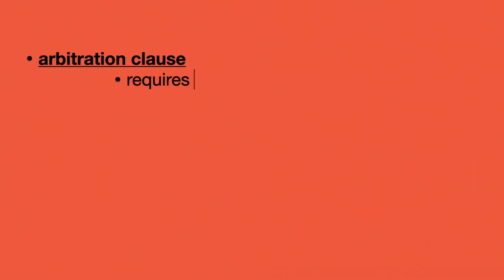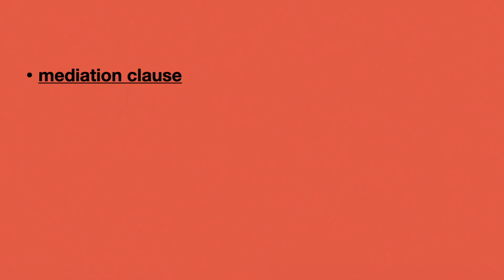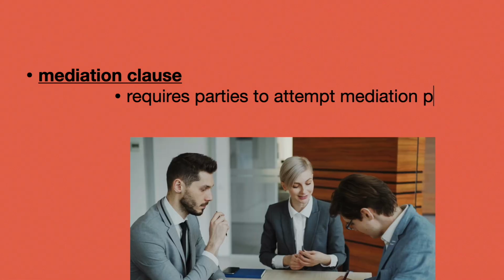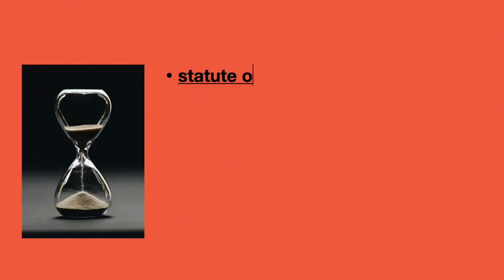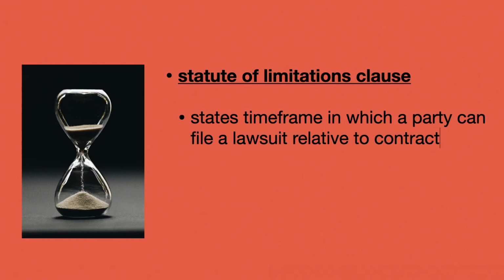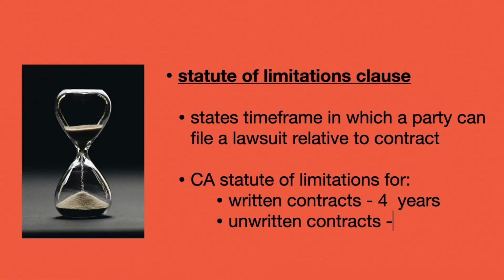An arbitration clause requires the parties to resolve or attempt to resolve their disputes through an arbitration process. A mediation clause requires the parties to attempt mediation prior to engaging in arbitration or legal action. A statute of limitations clause in contracts states the time frame in which a party can file a lawsuit relative to the contract. The California statute of limitations for written contracts is 4 years. Unwritten contracts have a shorter statute of limitations of 2 years.